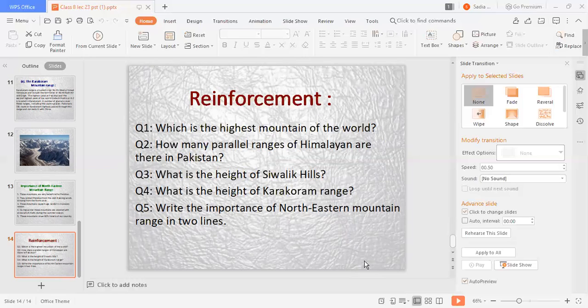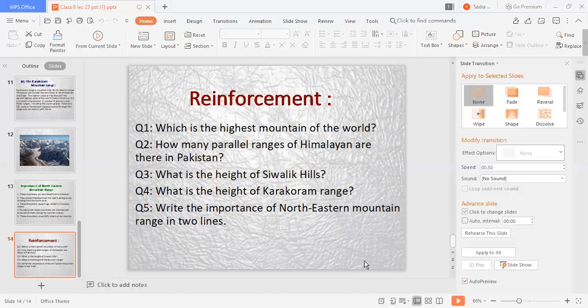So these are the most important questions, and first of all you have to write down the height of the Karakoram range, and then you have to write down the Shivalik hills. And with this you can tell me if you have any type of confusion from your lecture, or you have to ask any type of question to me related to your today's topic.